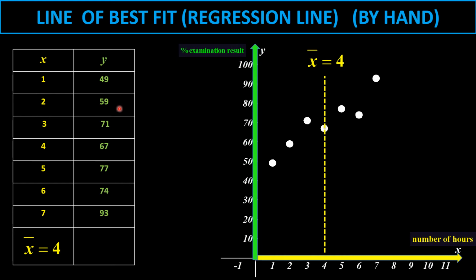Right? Then we want to find the mean for the dependent variable. That's 49 plus 59 plus 71 plus 67 plus 77 plus 74 plus 93, which gives me 490. And I divide it by 7. That's right, the answer is 70. So there we have the mean. Now the best fit line will always go through the point of intersection of these two means. So in other words, the best fit line should go through there.